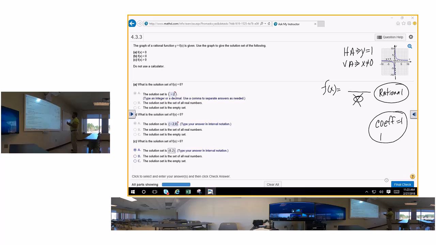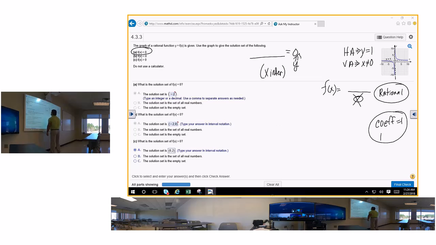We know it's going to be rational, but it's asking, where is the function equal to 0? Well, we talked about that. When the function is equal to 0, let's say that this is a function is equal to 0. If the function is equal to 0, that means y is equal to 0. If y is equal to 0, that means the x-intercept.